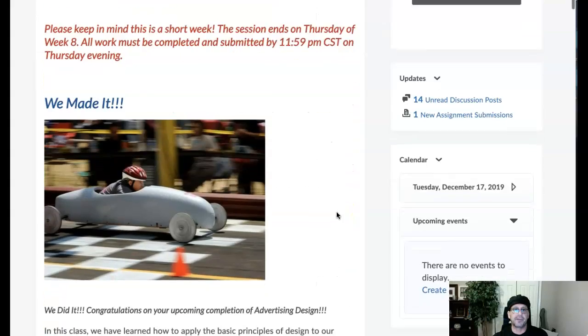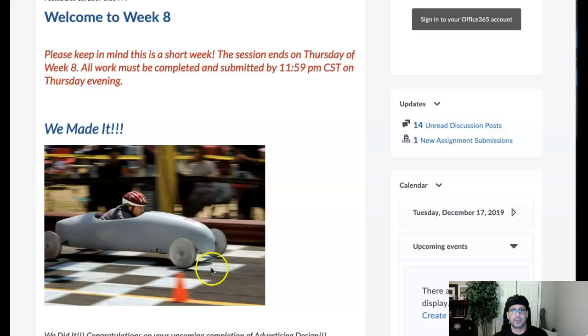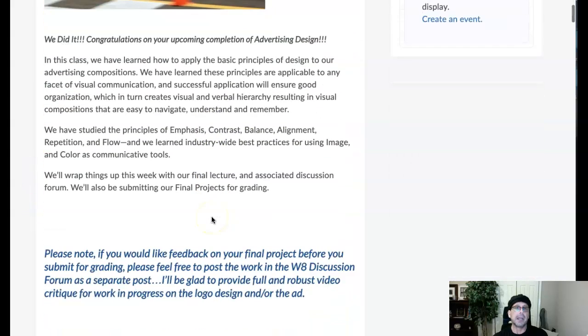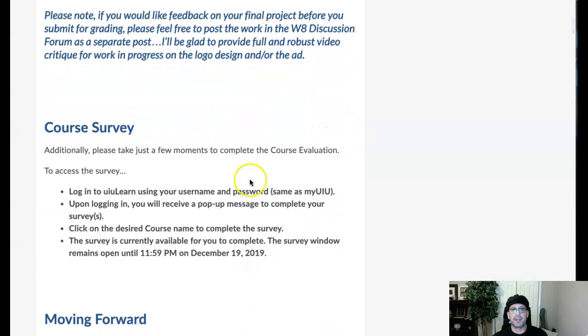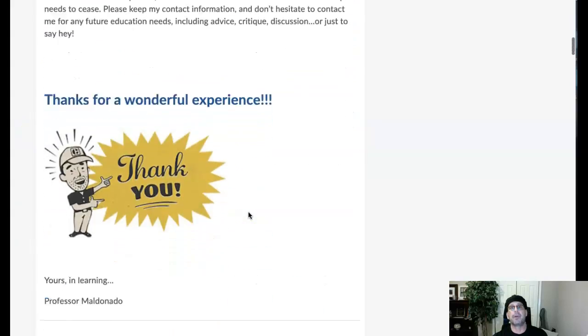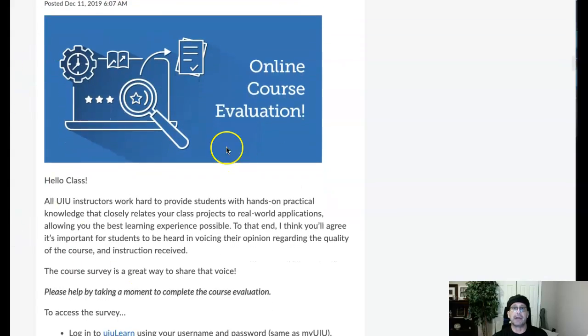It's right here. See this welcome to week 8 announcement with the little boy in the race car. Yay, we made it. And then right down here in the middle of this announcement is the course survey, with a little information on how to take that course survey. And then right below that, there's a whole dedicated announcement on the course survey.